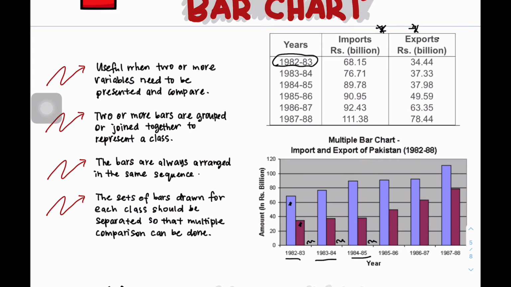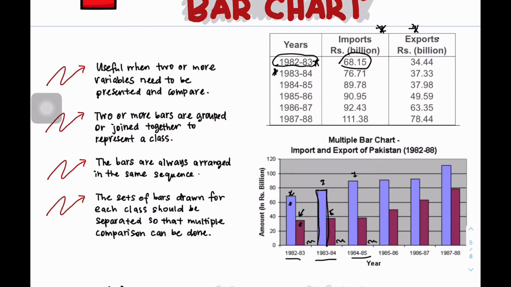Okay, kedua-duanya mewakili kategori yang sama. So kalau awak tengok pada tahun 1982 hingga 83, the import is 68.15, this one, and the export is 34.44, this one. So this one represent year, the second category, 83 to 84. Okay, this one for import, this one for export.